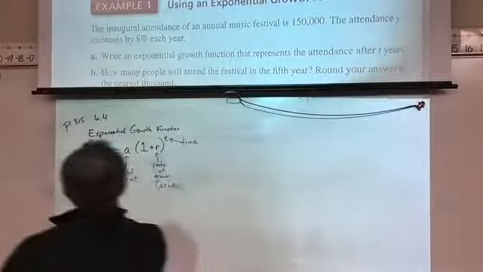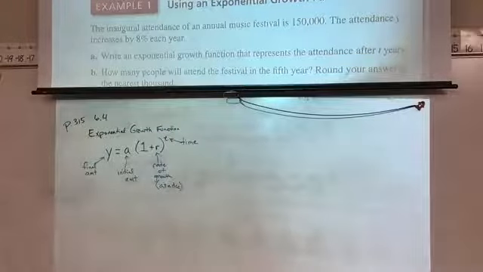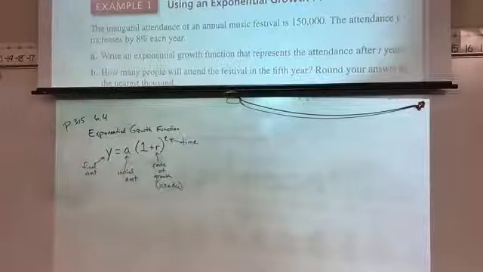Good. All right. So it says the inaugural attendance of an annual music festival is 150,000. The attendance y increases 8% each year. Okay, they're asking two different questions here. First one, write an exponential growth function that represents the attendance after t years.